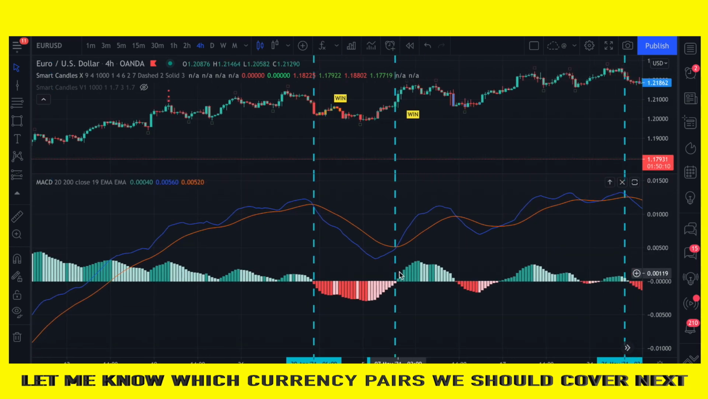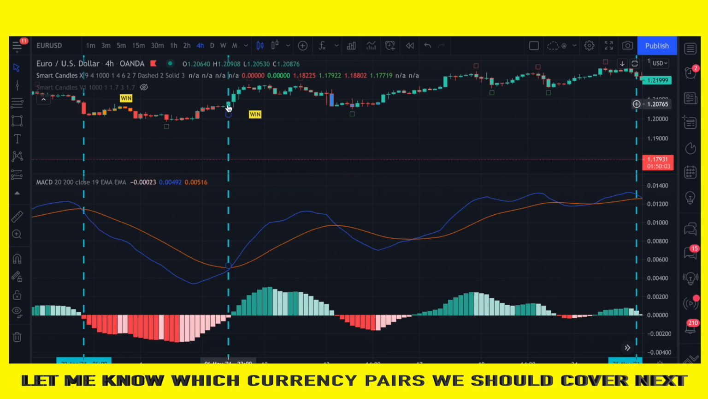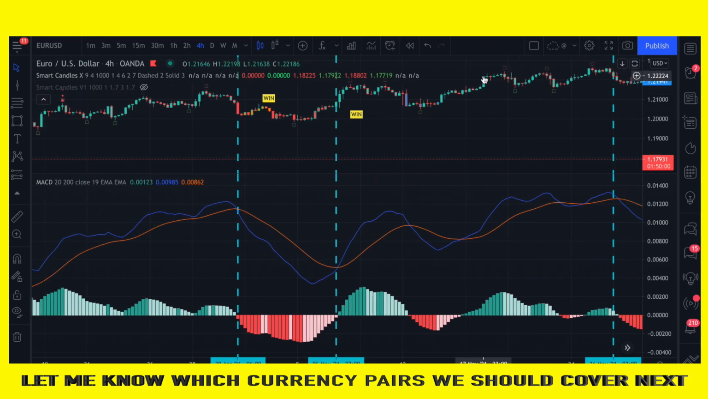So we have a cross. We're now looking for bullish signals. Exactly at this cross, smart candles goes off and it turns green. We could see that candle right there turns green, and we have another winning trade.